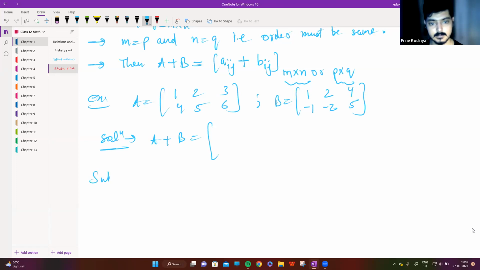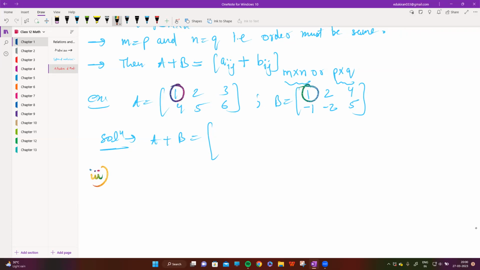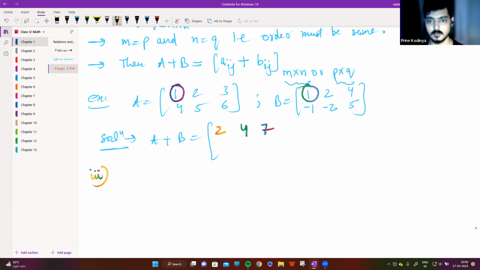Just add corresponding elements. So this one will be added with whom? 1 plus 1, this will be 2, then this will be 4, this will be 7, this will be 3, 3, 11. Add the corresponding elements.